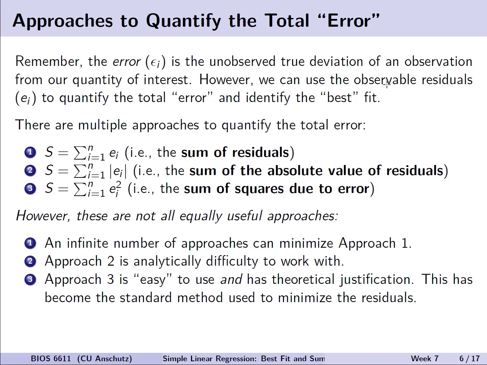The catch here is that they're not all equally as useful. In approach number 1, the sum of the residuals, there's actually an infinite number of lines that can be a minimized approach for S there, finding the minimum value of S. The second approach helps to solve this issue, but it's analytically difficult to work with. So it's challenging to work with that value and actually calculate these quantities of interest. Approach number 3 actually is where the sweet spot is. It's, relatively speaking, easy to use, and it also has some theoretical justifications. And this has become our standard method used to minimize the residuals.